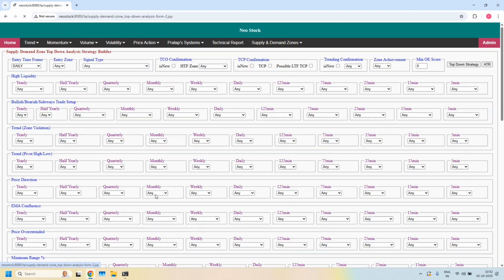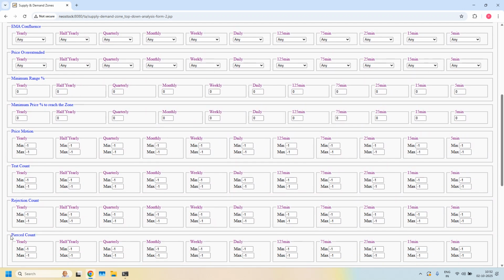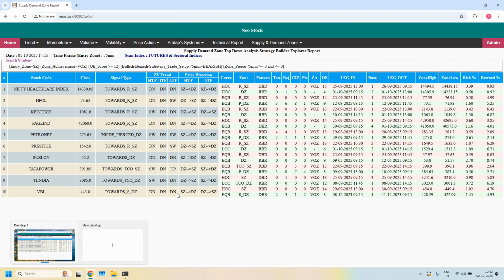Okay, next bearish trade setup for weekly income trade. 75 minutes supply zone. Here it is bearish, zone achievement VOZ, minimum order enhances score 12. The 75 minutes supply zone should not be pierced. So pierced count, 75 minutes time frame, minimum value 0, maximum value 0. So with these filters, we got 10 stocks supporting the bearish trade setup for weekly income trade. Entry time frame zones are 75 minutes supply zones. So total we got 10 stocks.